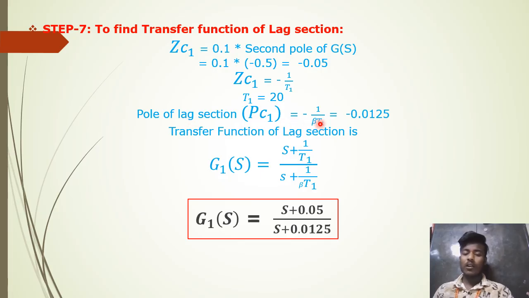Pole of lag section. PC1 equal to, we know the formula, minus 1 by beta T1. Let's assume beta equal to 4, equal to minus 0.0125. Transfer function of lag section is G1 of S equal to S plus 1 by T1 by S plus 1 by beta T1. G1 of S equal to S plus 0.05 by S plus 0.0125.